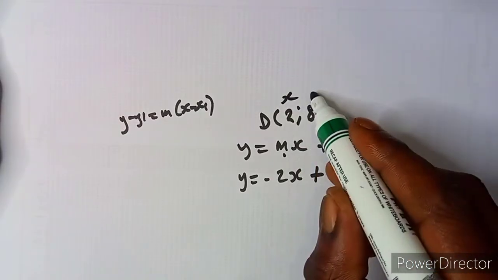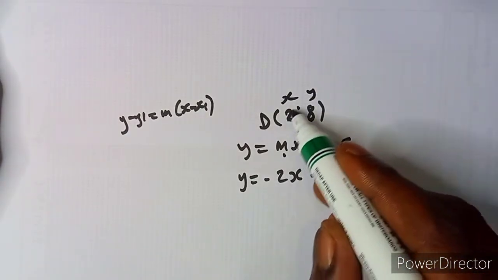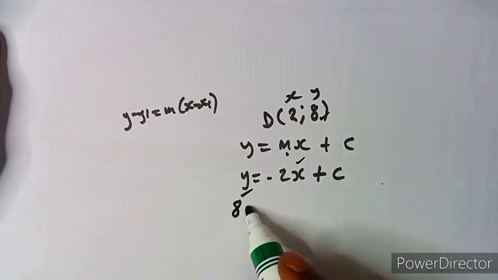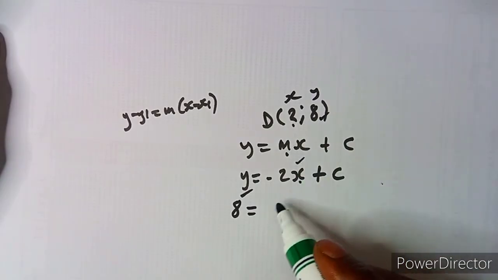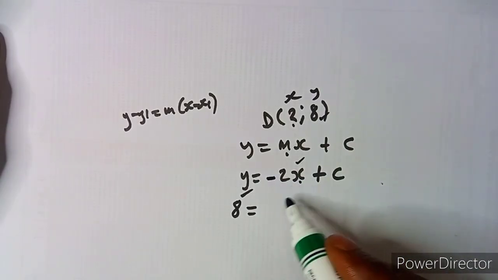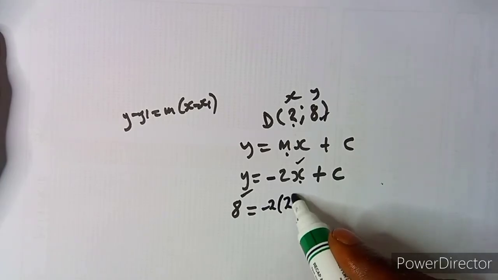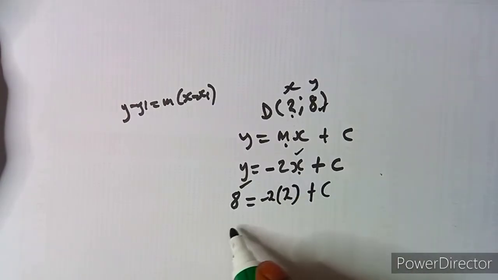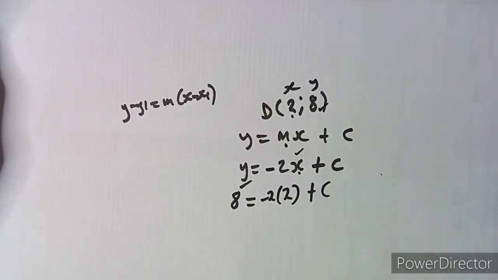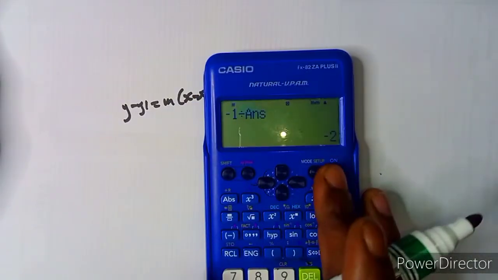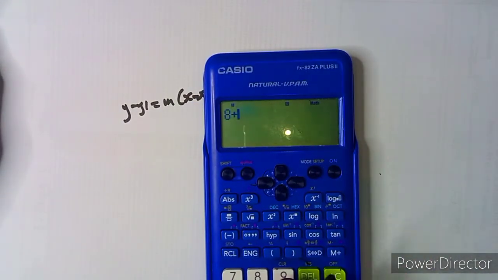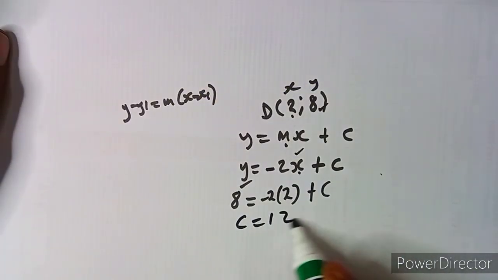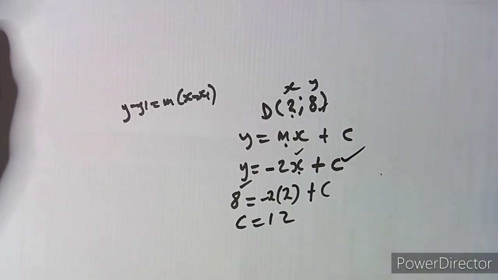So this is x and this is your y. So in place of x, you're going to substitute 2. In place of y, you're going to substitute 8. So take note, this is negative 2. So it's negative 2 by 2 plus c. So which means I'm supposed to find the value of c. So take this to the other side. It's going to add. So it's going to be 8 plus minus 2 by 2, which is 4. So it's 8 plus 4, which is 12 in this case. Okay. So our c in this case is 12. So we have the value of c.